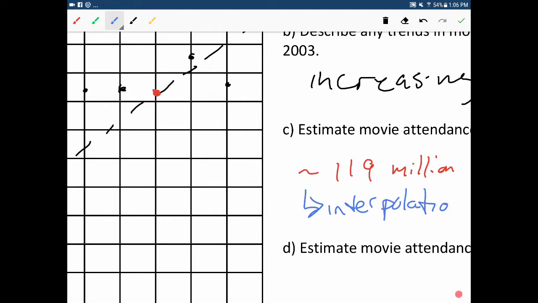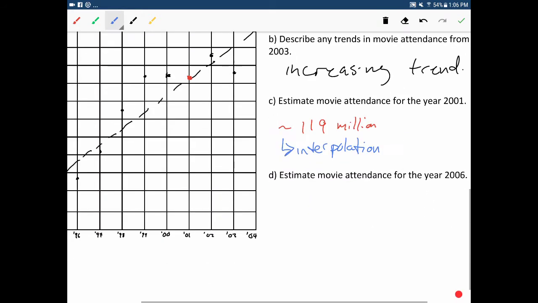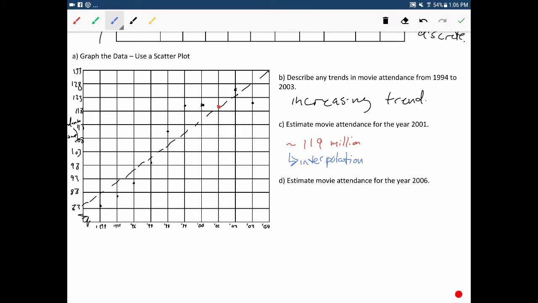The reason it is interpolation, of course, is that that point lies within the data set. My data set goes from 1994 all the way up to 2003. Because I'm looking within that time period, that's interpolation because it's inside that time period. And we can estimate that that's probably fairly accurate, to be honest. It might be a little higher, a little lower, but it's not going to be drastically different probably because there is a clear trend at that point.